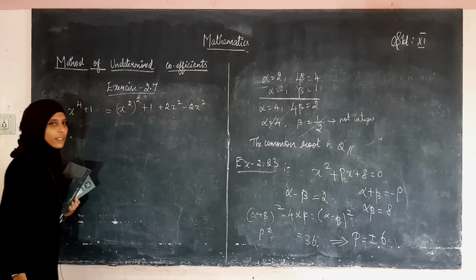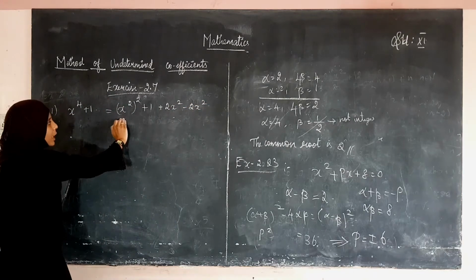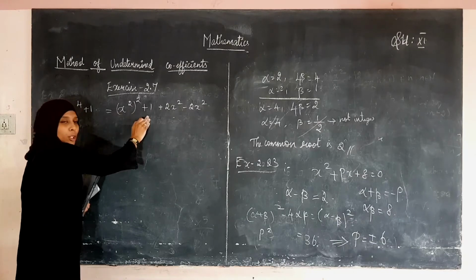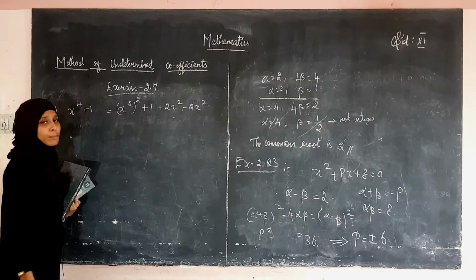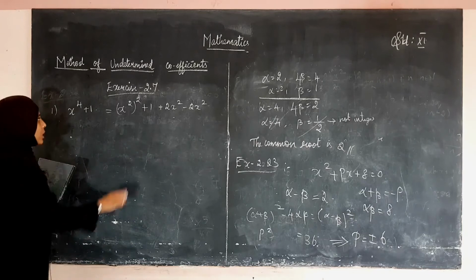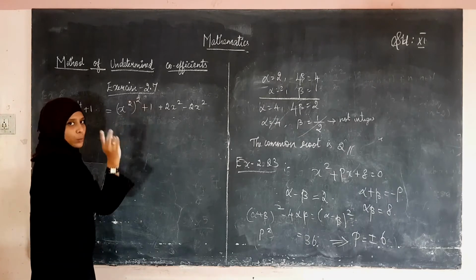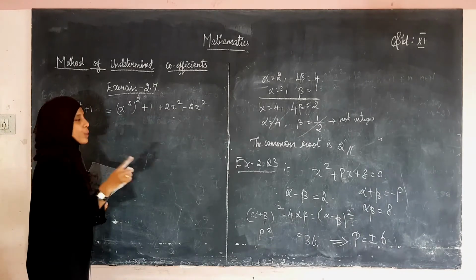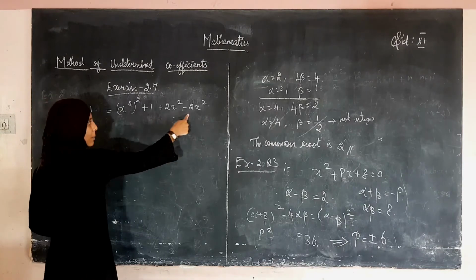Why are we doing that? See here, this is in the format of a square, and this is in the format of b square. The only thing missing is plus 2ab. What is a? a is x square and b is 1. Plus 2ab becomes plus 2 into x square. Therefore, we are adding and subtracting this term.